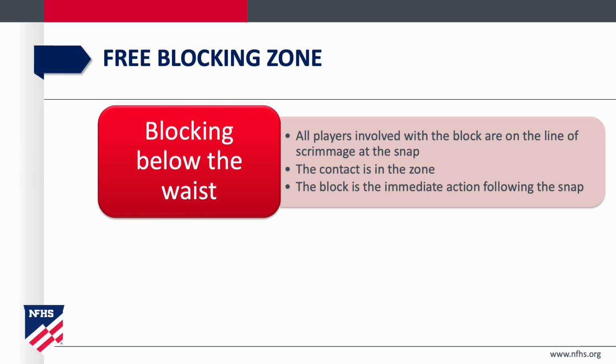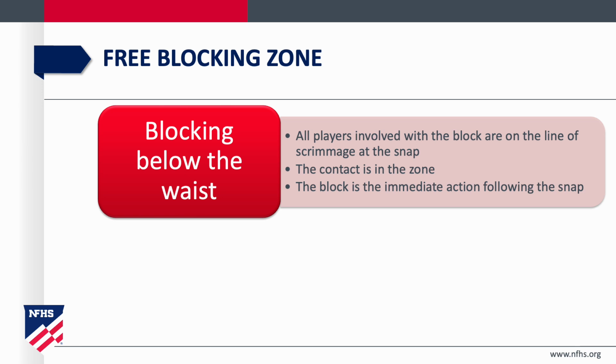There are two blocks which are normally illegal that are allowed to take place within the free blocking zone. The first is a block below the waist. However, there are a few requirements that must be met in order for the block to be legal. First, all players involved with the block must be on the line of scrimmage at the snap. For a defensive player, this means that they are within 1 yard of the line of scrimmage at the snap. The offensive player must meet the normal requirements of being on the line of scrimmage.